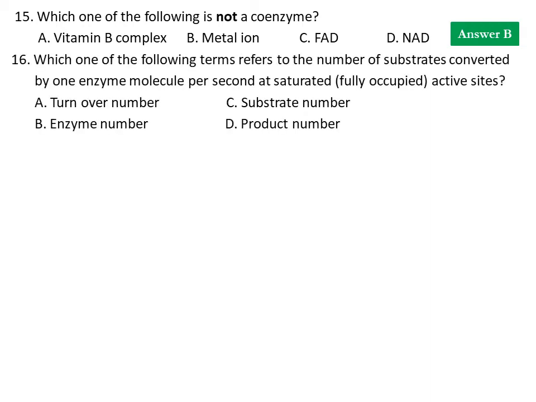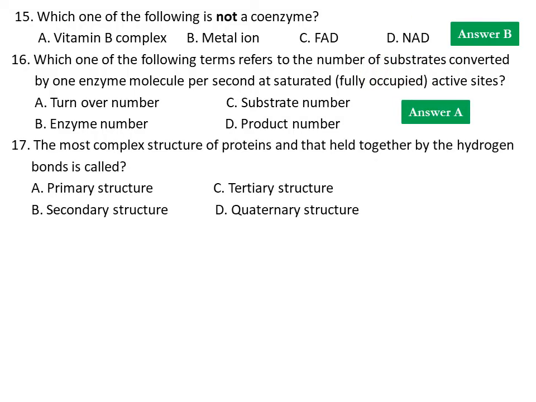Question number 16. Which one of the following terms refers to the number of substrate molecules converted by one enzyme molecule per second at a saturated or fully occupied active site? A. Turnover number. B. Enzyme number. C. Substrate number. D. Product number. So the answer should be A. Turnover number.